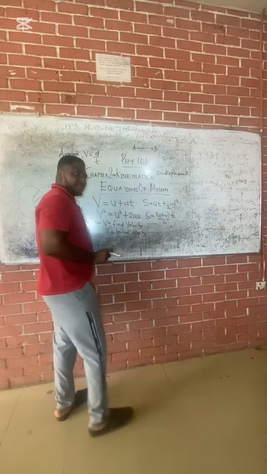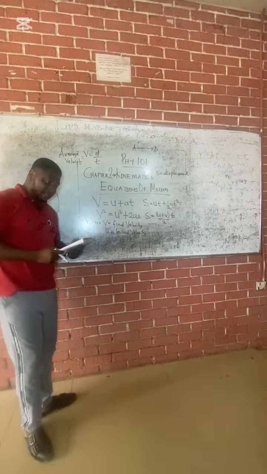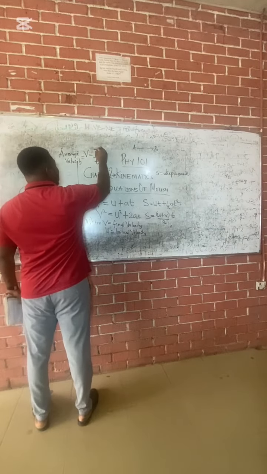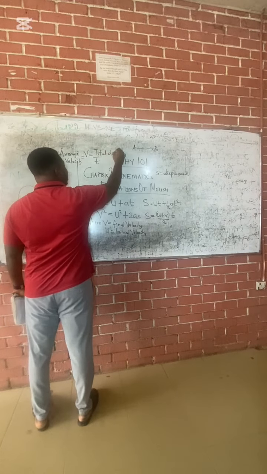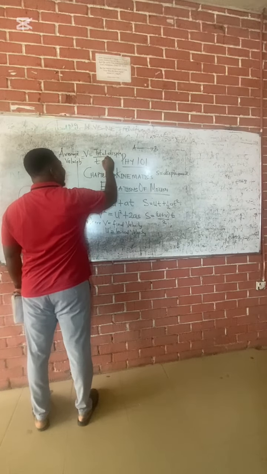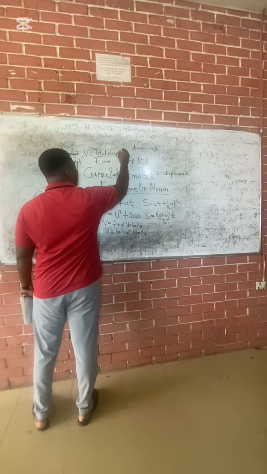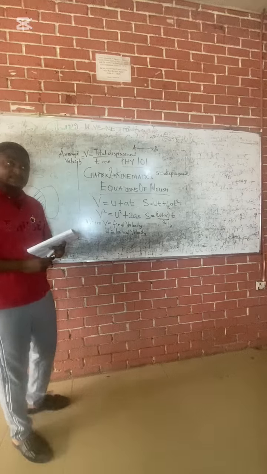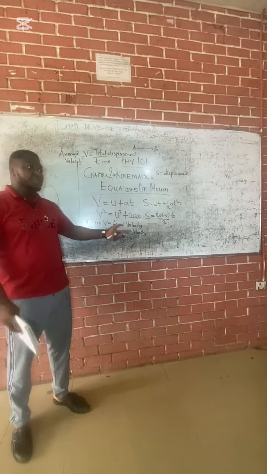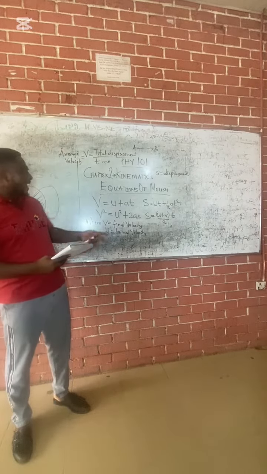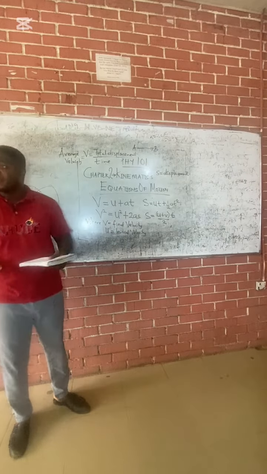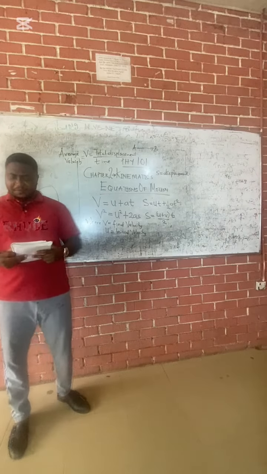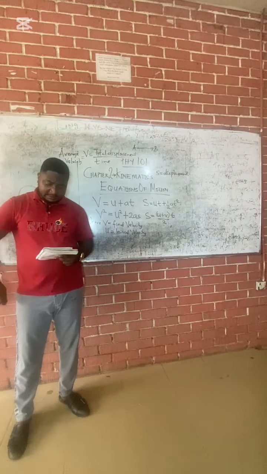The average velocity of a body is the total displacement covered by the body divided by the time taken. Total displacement all over time is average velocity. Class, you do not need to use equation of motion yet. So I'll tell you when you should apply equation of motion and when you should just say average velocity, total displacement all over time.